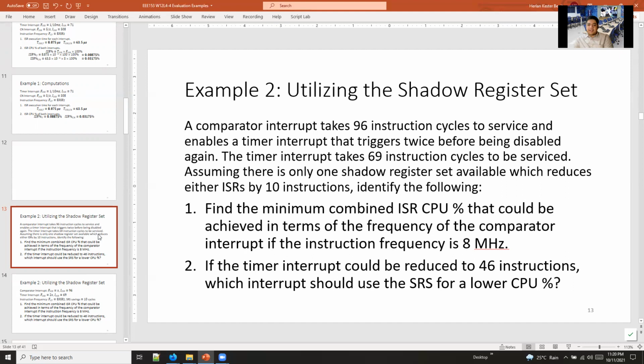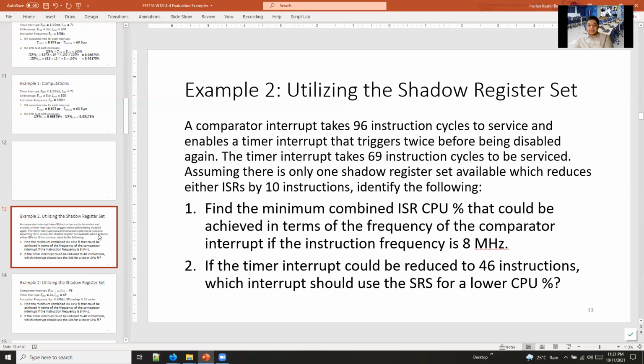So first is to find the minimum combined ISR CPU percentage that could be achieved in terms of the frequency of the comparator interrupt if the instruction frequency is 8 megahertz. So ano yung combined na ISR CPU percentage?